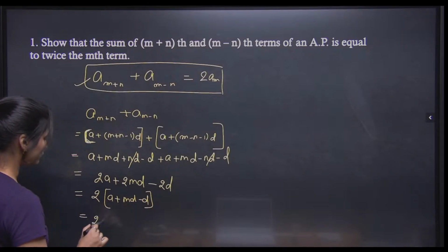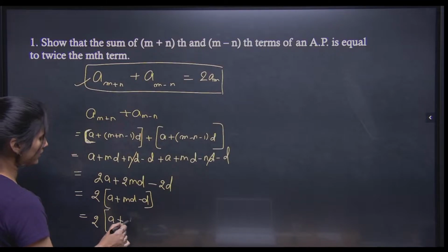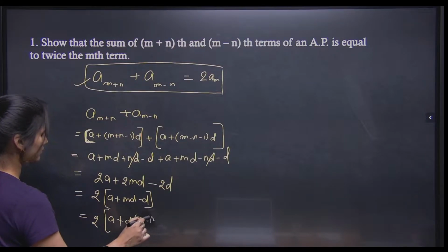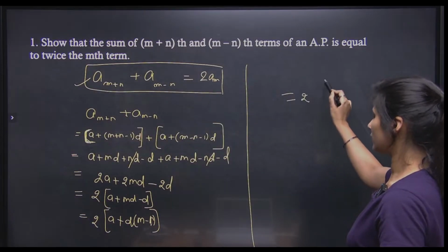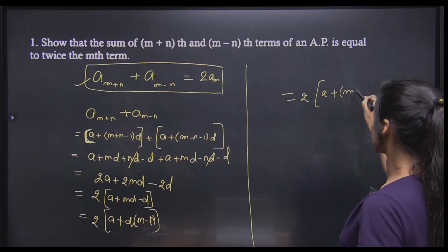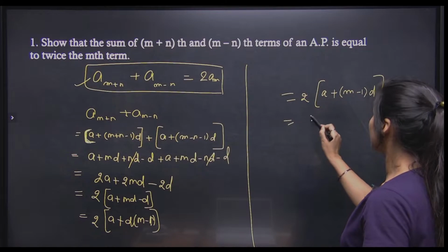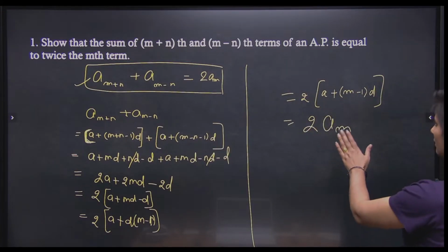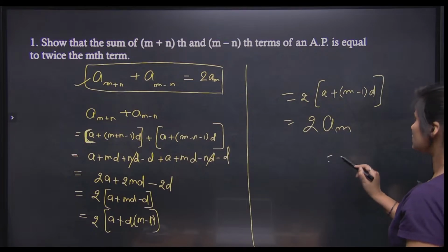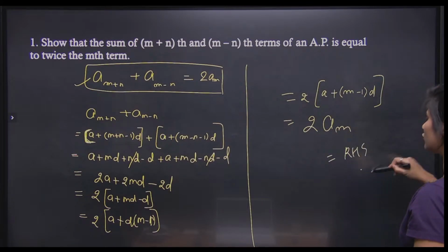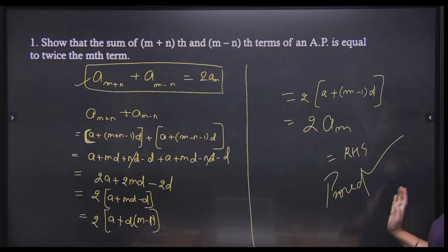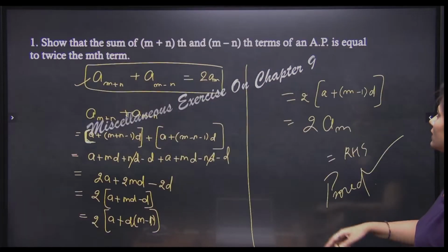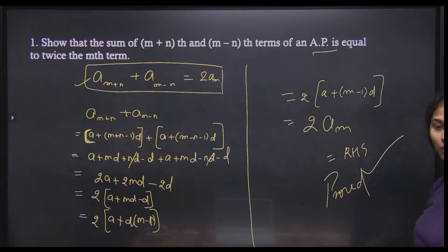Okay, so it is 2 times a plus, if I take common d, m minus 1. Sorry, m minus 1, isn't it? So we have 2 times a plus m minus 1 d. Now this can be written as the mth term. What should be the mth term? The mth term will be a plus m minus 1 d. That's it. So this is the right hand side which we need to prove. Hence proved. So this was question number 1 of the miscellaneous exercise. This question was from AP. Okay, so let's move on to the next question.